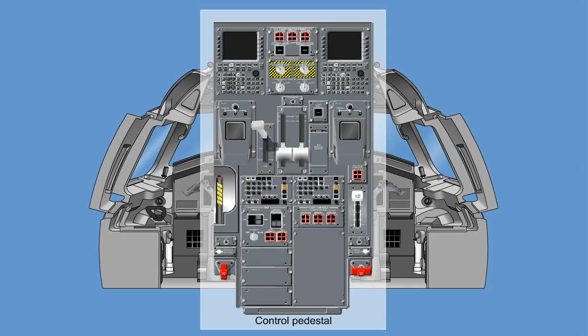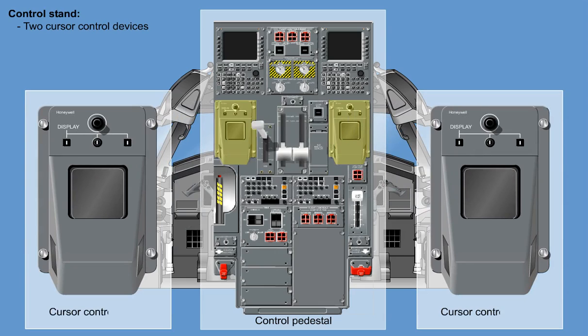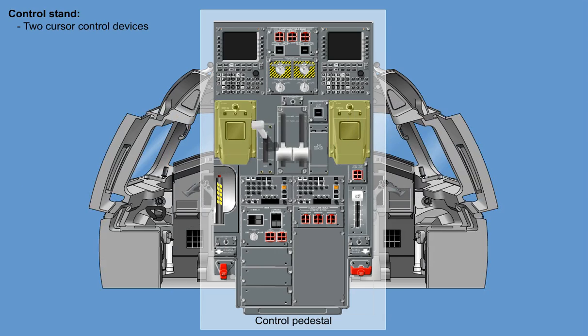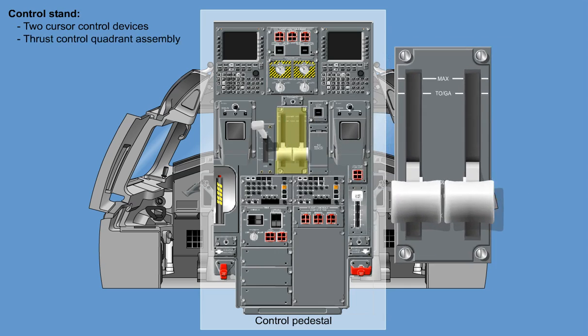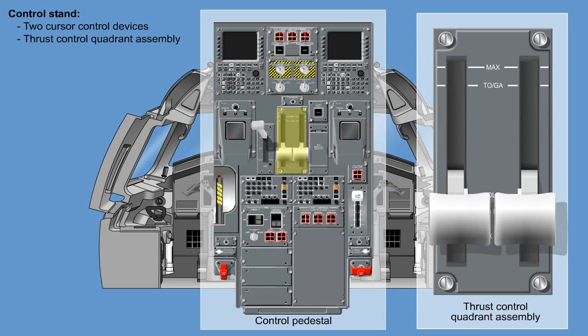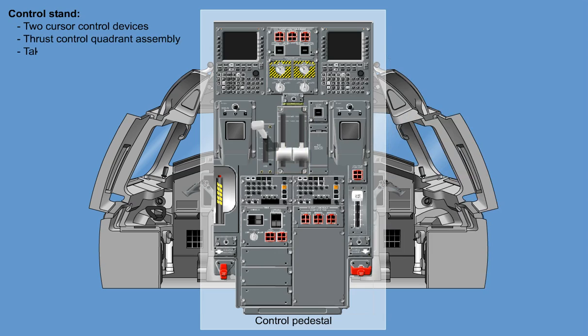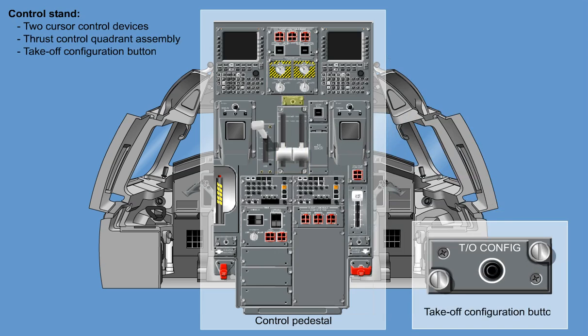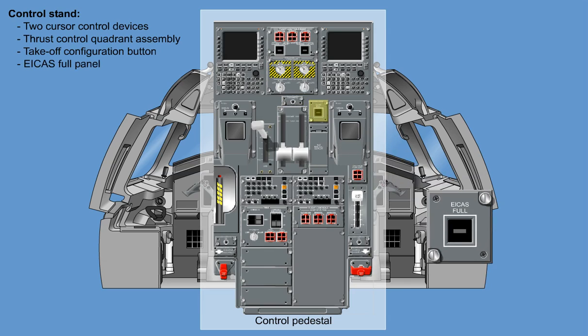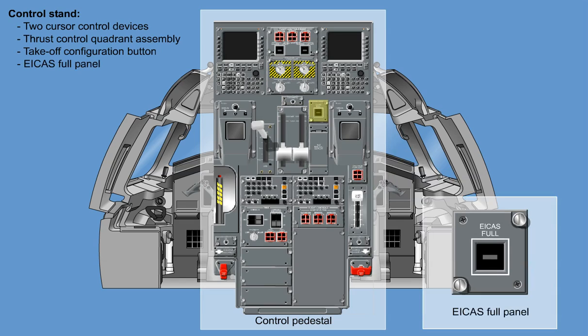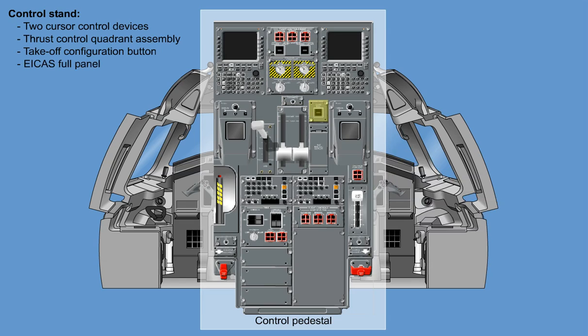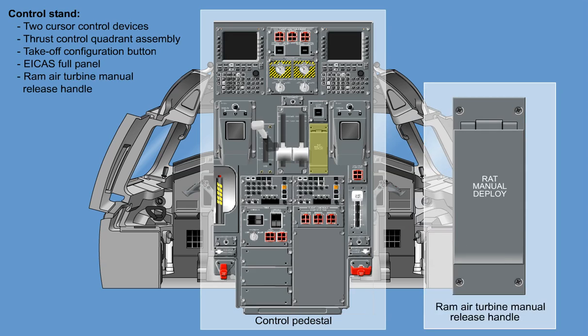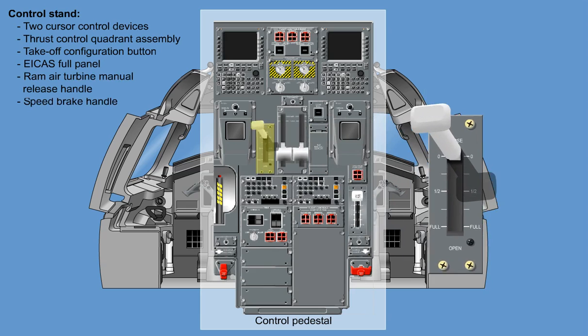The following components are on the control stand: two cursor control devices, thrust control quadrant assembly, a takeoff configuration button, the ICAS full panel, a ram air turbine manual release handle, and a speed brake handle.